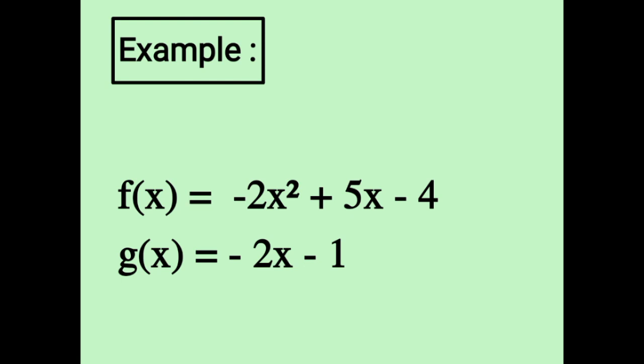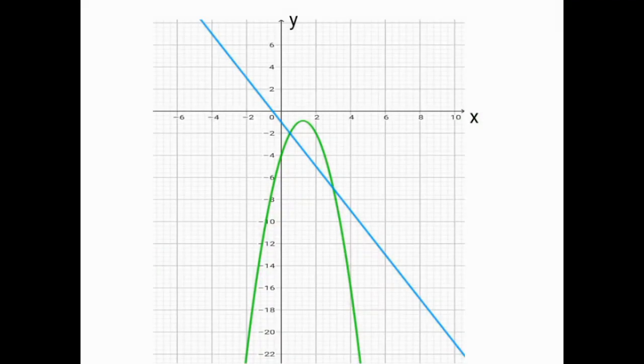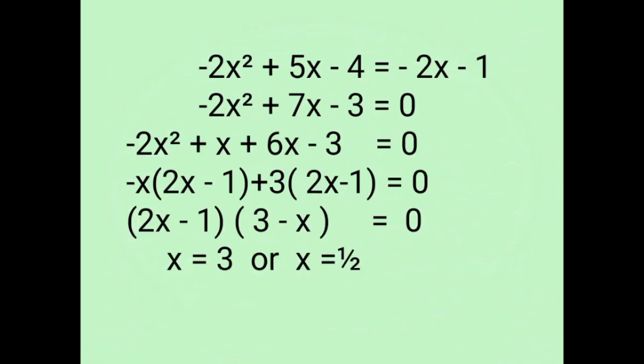f(x) equals minus 2x squared plus 5x minus 4, g(x) equals minus 2x minus 1. Find the set of values of x when f(x) is less than g(x). So here are the two graphs for y equals f(x) and y equals g(x). Now let's find the coordinates of the points of intersection. So set f(x) equal to g(x). Minus 2x squared plus 5x minus 4 equals minus 2x minus 1, minus 2x squared plus 7x minus 3 equals 0. So factorize to find the x coordinates, then it's (2x minus 1) times (3 minus x) equals 0, x equals 3 or x equals 1 over 2.